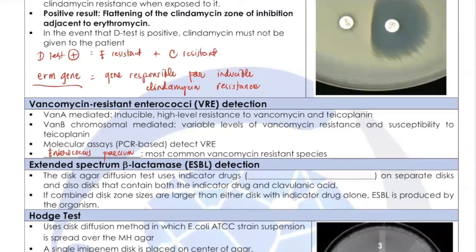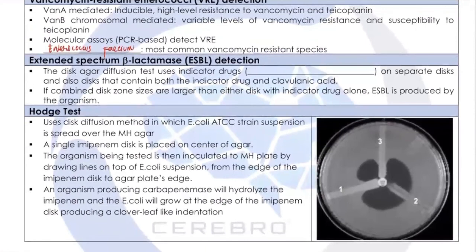Okay, then we have ESBL detection. How do we do this? The disc agar diffusion test uses indicator drugs for us to be able to detect ESBL. So sino daw itong indicator drugs na ito? We have cefotaxime and ceftazidime, okay? On separate discs and also discs that contain both the indicator drug and clavulanic acid. Guys, tandaan na si clavulanic acid is a beta-lactamase inhibitor.